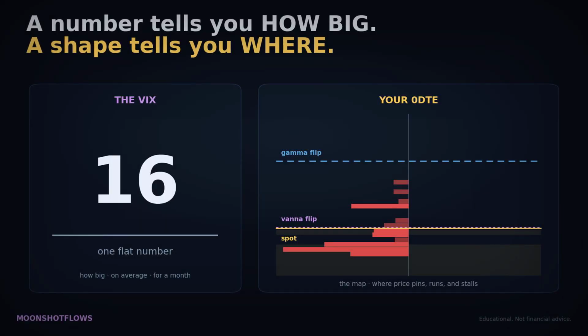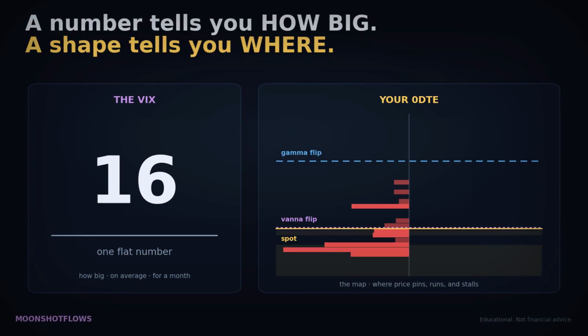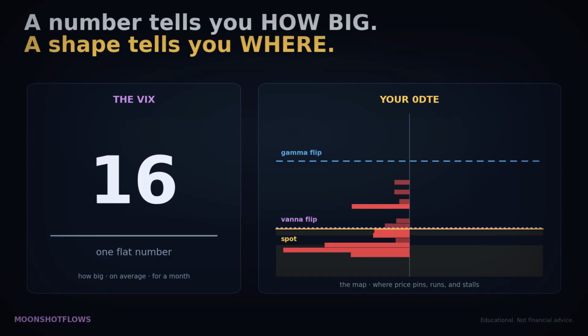So the VIX gives you one number. How big? On average, for a month. But your day is not decided by how big. It's decided by where. Where's the flip? Above it, dealers pin and fade. Below it, they chase and it runs. Same market, opposite behavior. And a single line decides which.